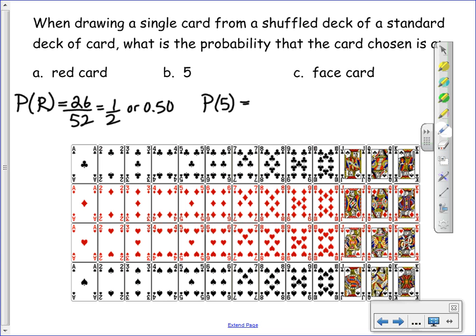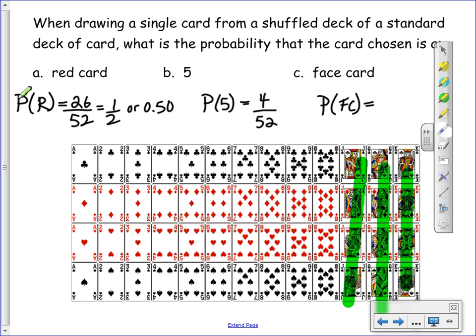The probability of you picking out a 5 from a deck of cards, again assuming it's shuffled and that it's completely random, is that there's 4 5s, 1 from each suit. So there's 4 5s out of the whole deck, 4 out of 52, and that would be your probability. Again, you could reduce the fraction or you could change it to a decimal. Face card, probability of a face card. How many face cards are there? Well, if you look here, there's 4 jacks, 4 queens, 4 kings. Those are the cards with faces on them. So that's 4 times 3, which is 12 out of 52.